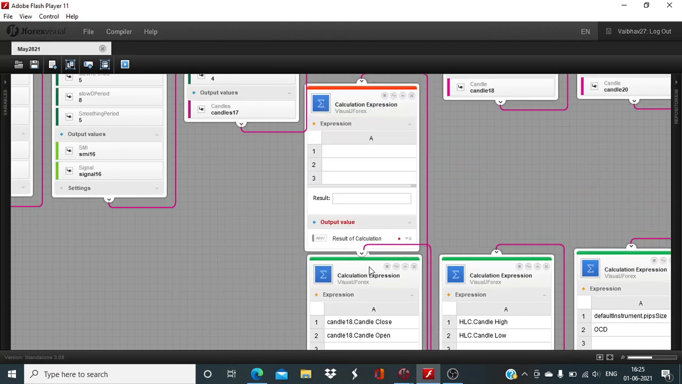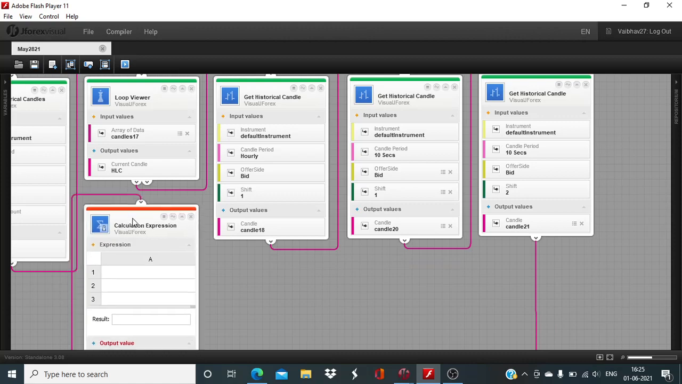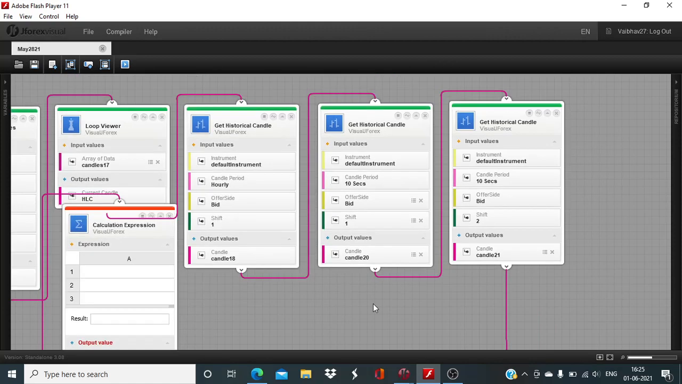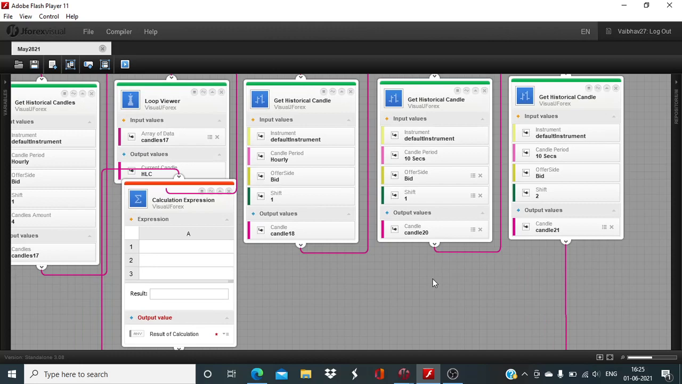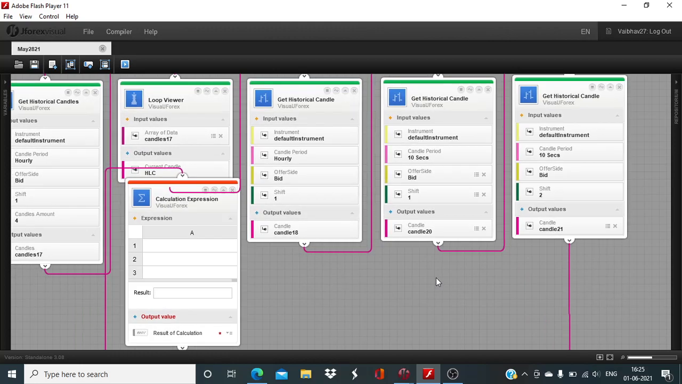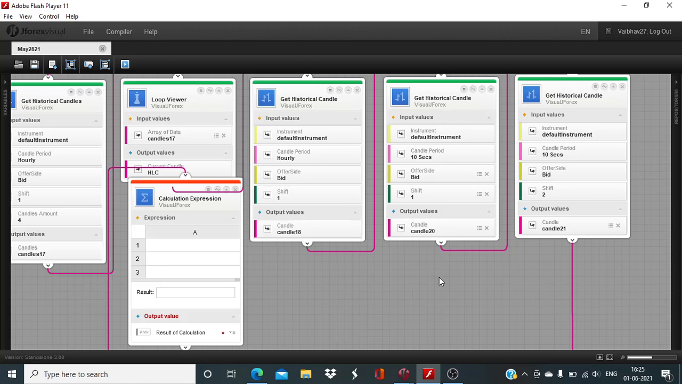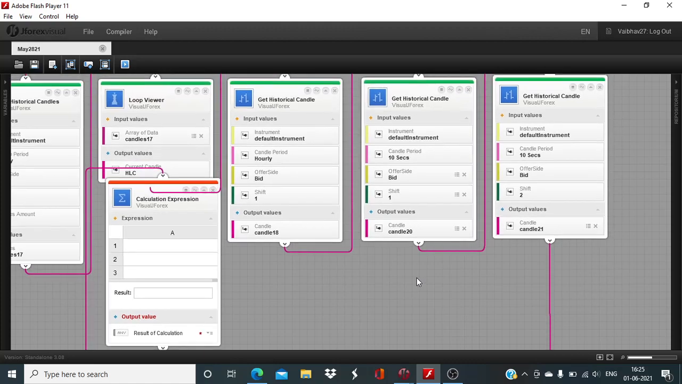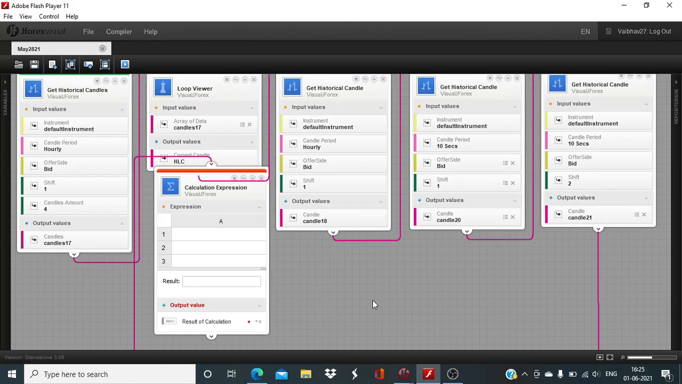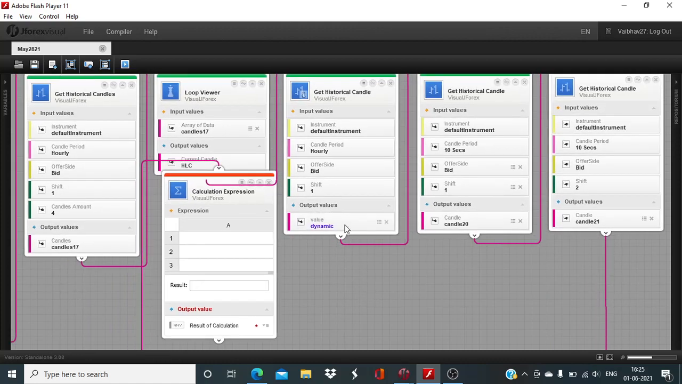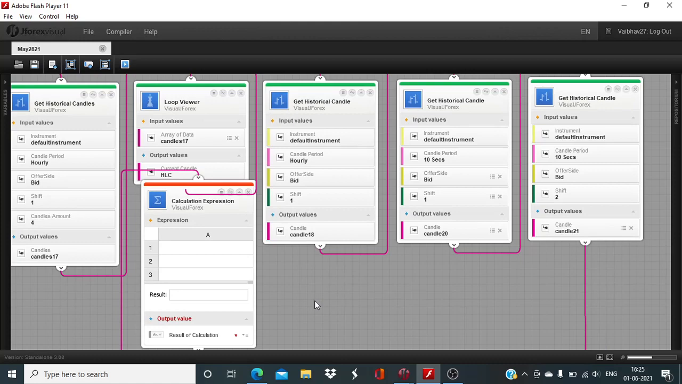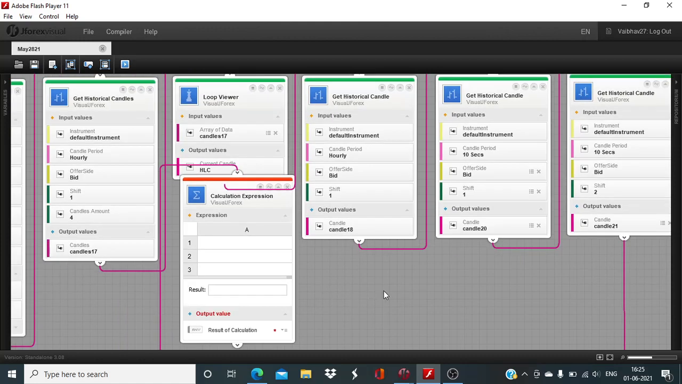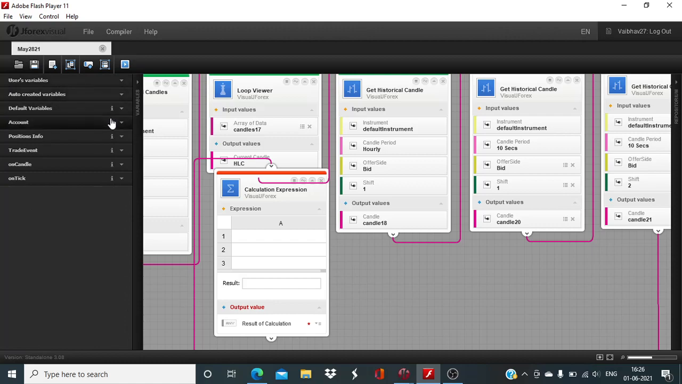and in this we will have to calculate the candle 18's difference between its opening value and the closing value. So we will need to take candle 18's close and the open price.